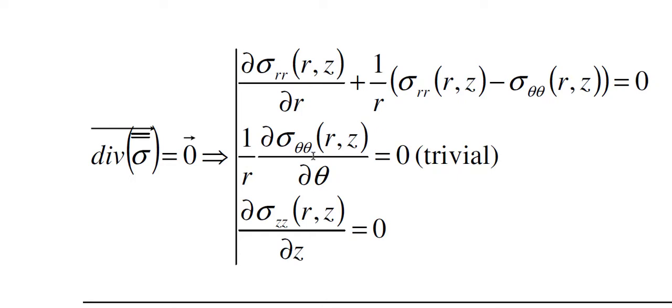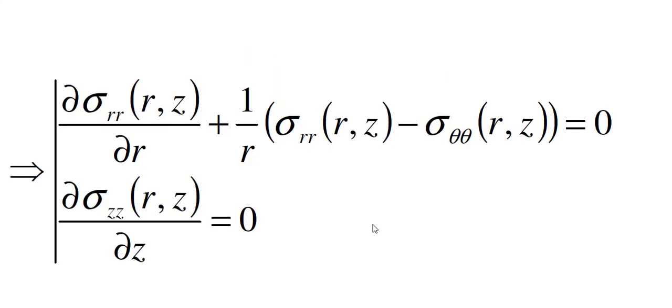Why? Because sigma theta theta depends only on r, which is the radial position of the considered point M, and z, which is the longitudinal direction of the considered point M. So sigma theta theta does not depend on theta. So the variation of sigma theta theta with regard to theta will be equal to 0. So the second component of the vector gives a trivial equation.